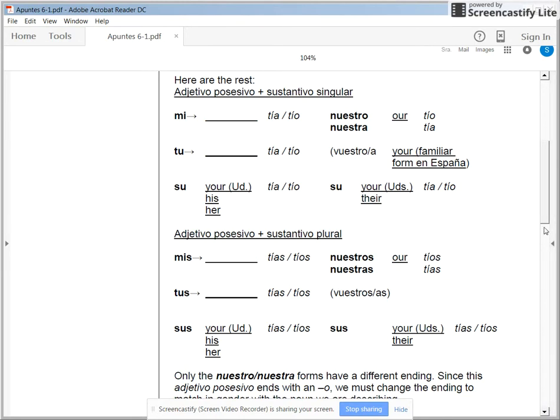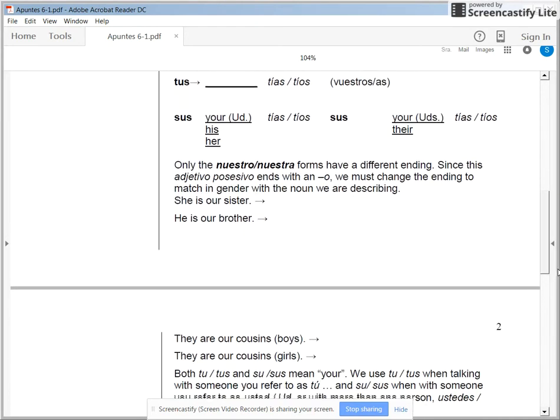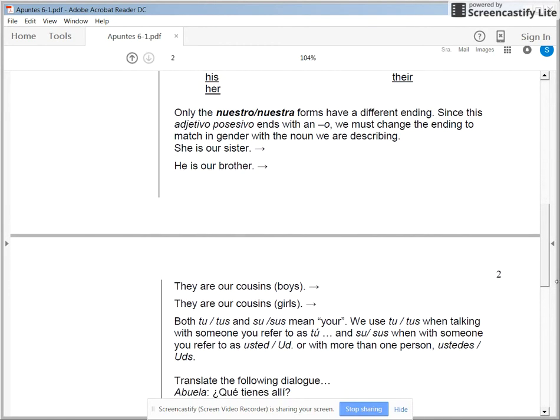So moving right along, kind of what I mentioned before, only the nuestro, nuestra forms have a different ending. Since this adjetivo possessivo ends in an O, we must change the ending to match in gender with the noun we are describing. So let's put it into practice. We have 4 sample sentences here.